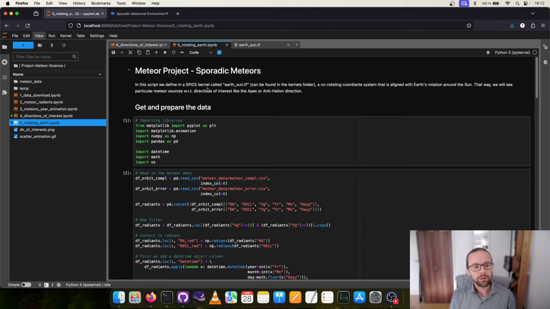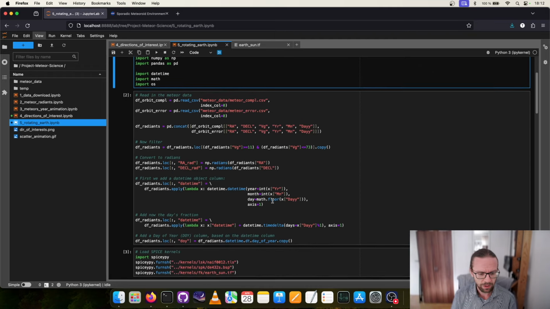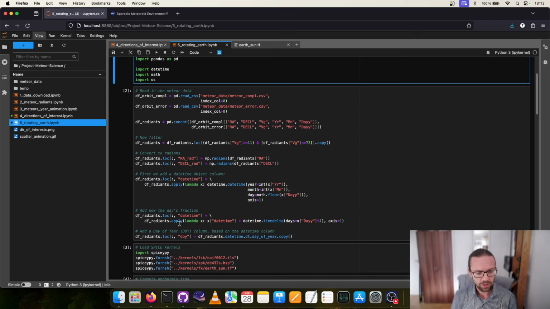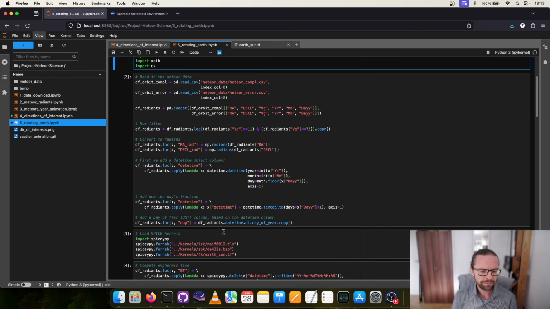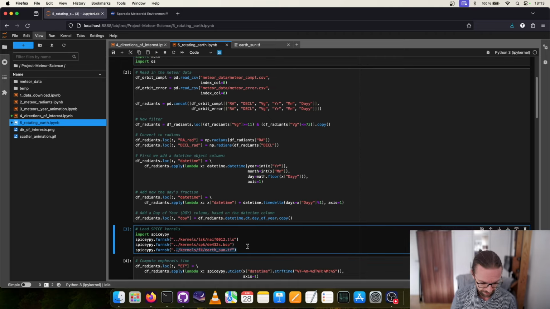Let's move to the code, I would say. I called this here rotating Earth and meteor project sporadic meteors, where we have our SPICE kernel called Earth Sun TF. Now, the first cells are basically the same as last time. We read in our data, we filter it a little bit, playing around with some stuff. We also add the datetime and the day of year. It isn't really useful in this case, but it's just a copy-paste from last time. And we read in our SPICE kernels, and one is the so-called Earth Sun TF.